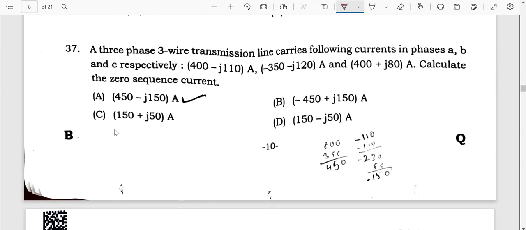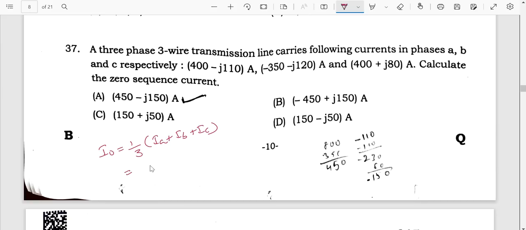The same kind of question was asked in the previous TS NPDCL or TS SPDCL paper. I don't know exactly, but I solved the same question here. In that one, I0 is equal to 1/3 times (IA + IB + IC). In this question, a three-phase, three-wire transmission line carries the following currents in phases A, B, C respectively. The currents are given. Calculate the zero sequence current.